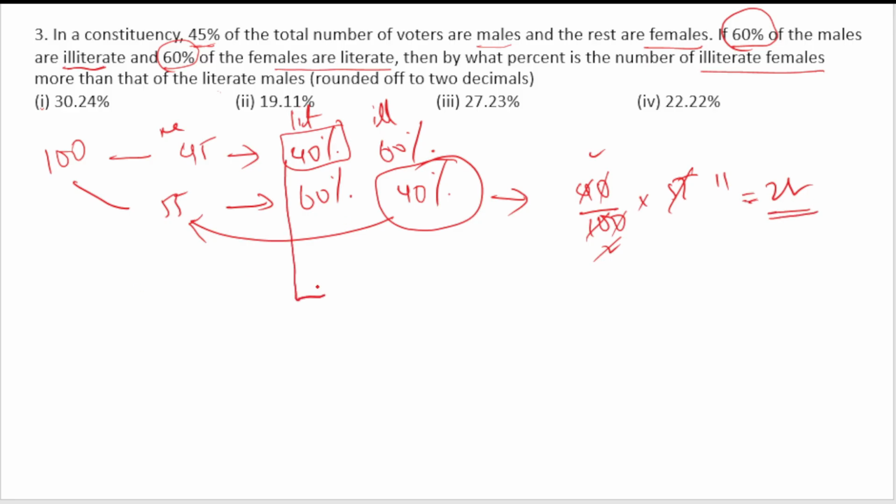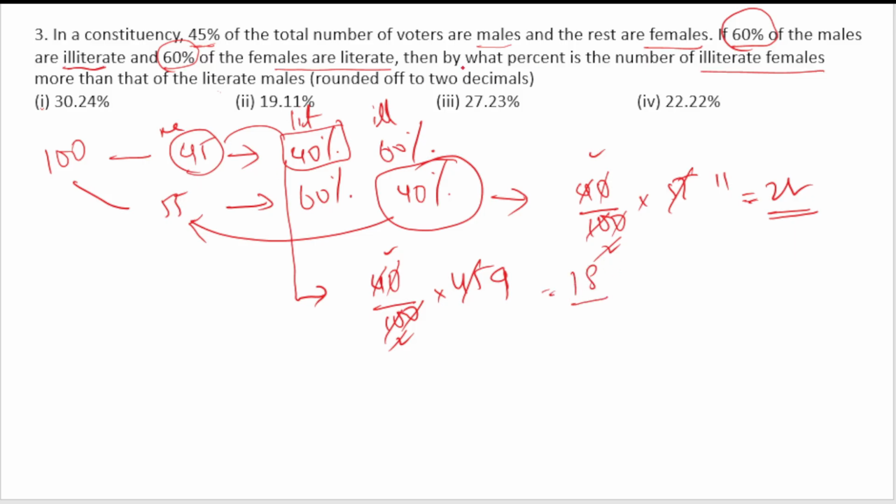And how many literate males are there? It is 40% of 45. 40 divided by 100 into 45. It is 5 into 2, 5 into 9, 2 into 2. So there are 18 literate males.